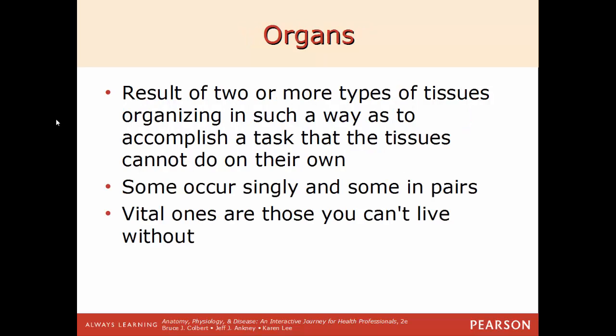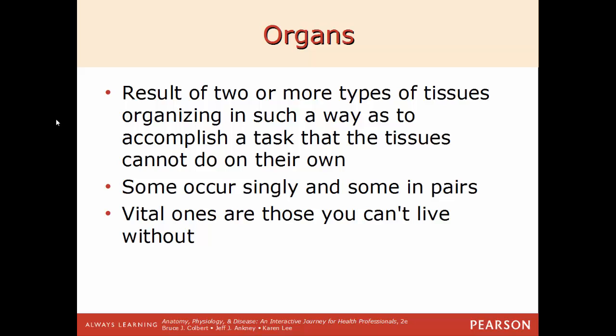All right, now we'll move on to organs. An organ is the result of two or more different types of tissue working together with a similar function, a function that the tissues on their own can't do. Some of these will occur in pairs, some will occur singly. A pair of lungs, those are an organ. A pair of kidneys, those are organs. Some organs only appear in one instance. You have one brain, you have one heart. So organs can be either in pairs or by themselves.